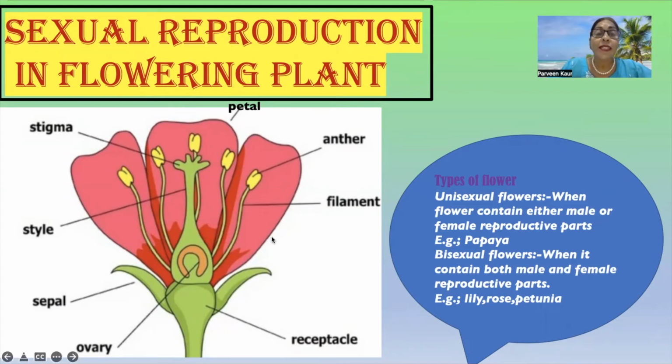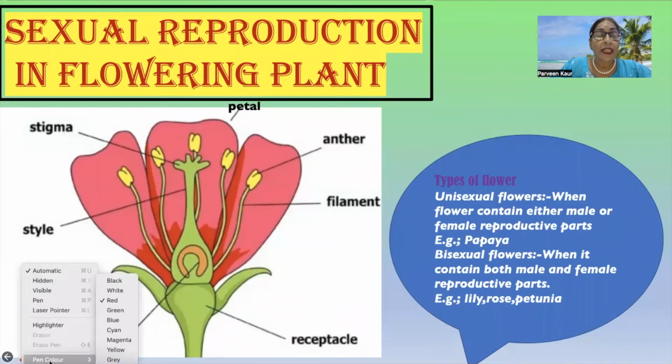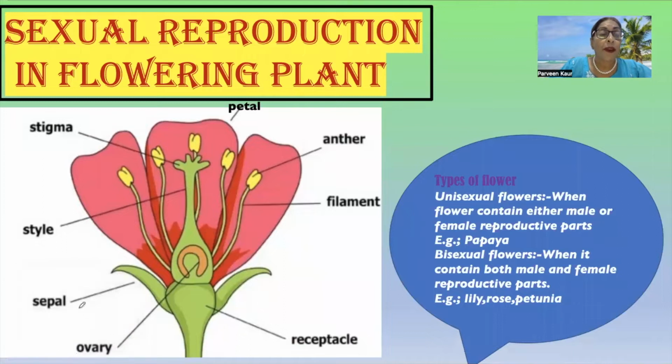Here you can see the structure of a typical flower, in which you can see this green color structure. The green structure is called sepal. Because it is green, it performs photosynthesis and it provides protection to the plant. Second, here you can see the petals. These petals are bright in color and attract insects for pollination.